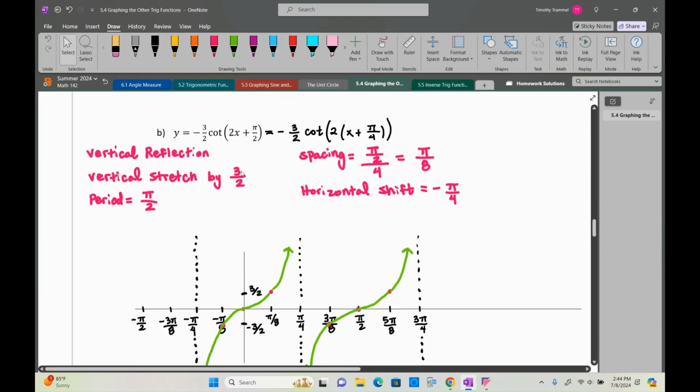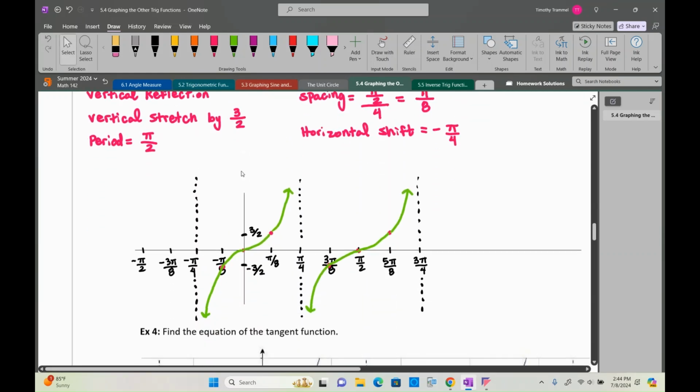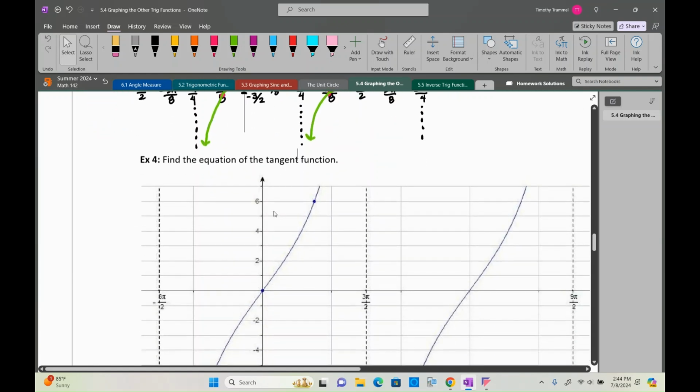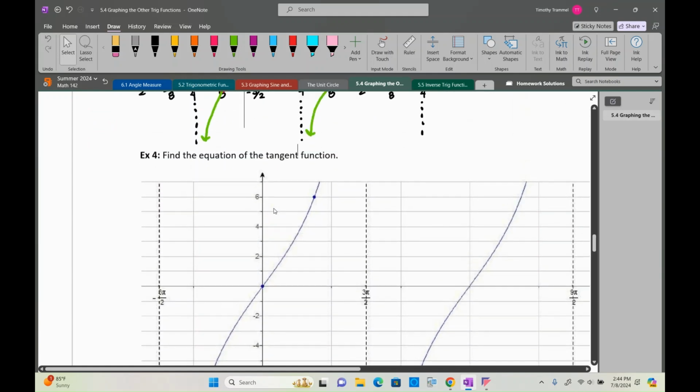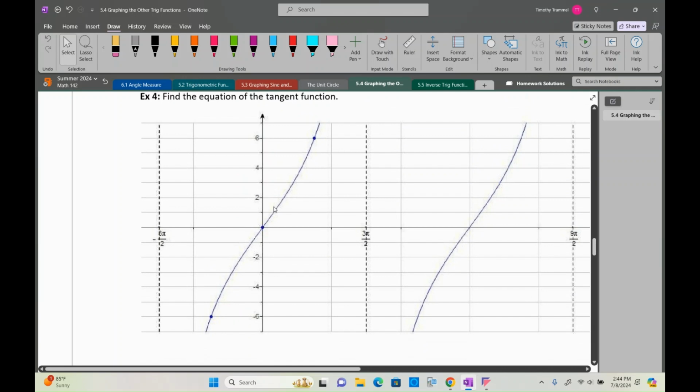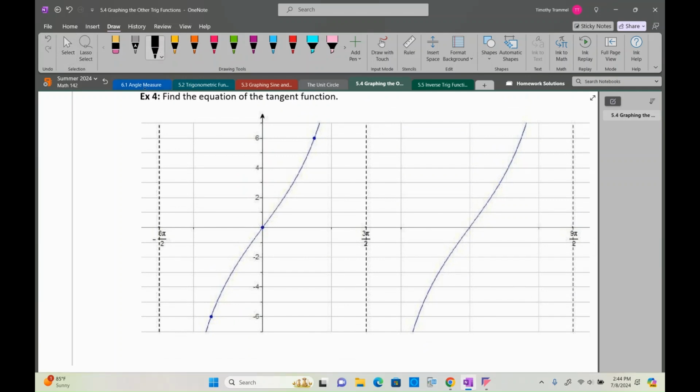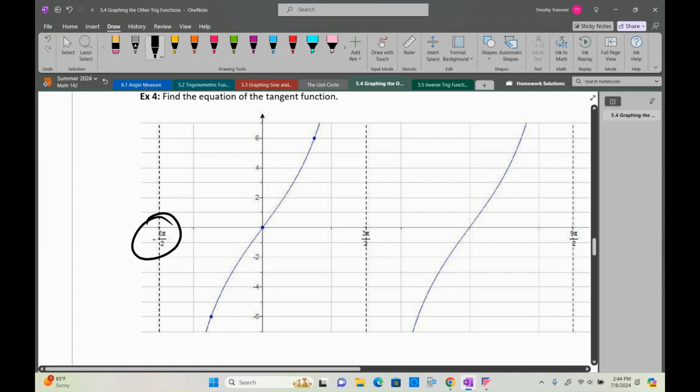That right there is our graph of cotangent. And so what I'll have us do in our next example is we're going to try to come up with the equation of the tangent function that's been plotted here. Okay. So there's a few things to note here. It is kind of hard to see, but this actually says minus 3 pi over 2. This says 3 pi over 2, and this says 9 pi over 2.